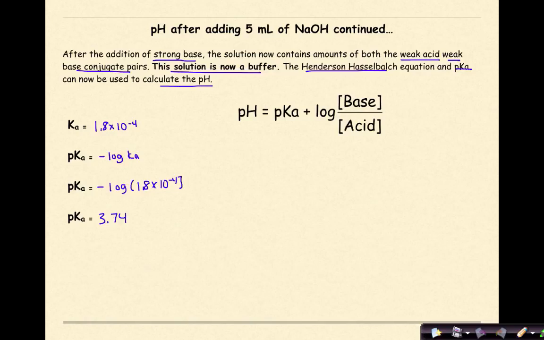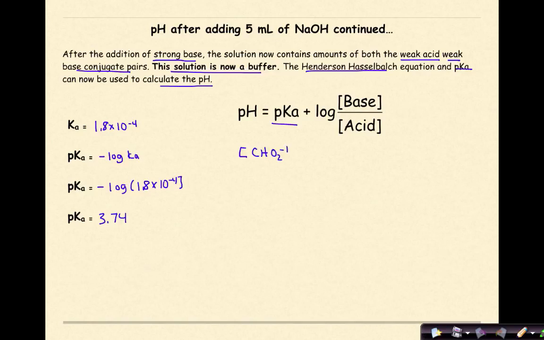So pH is equal to pKa, I found that, plus the log of the concentration of the base over the concentration of the acid. Now I need to find these concentrations. I need to find these molarities. So I'm going to look at the molarity of my conjugate base first. Why not?